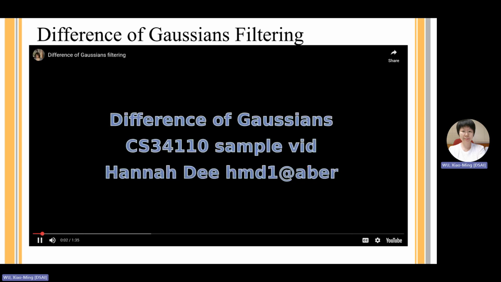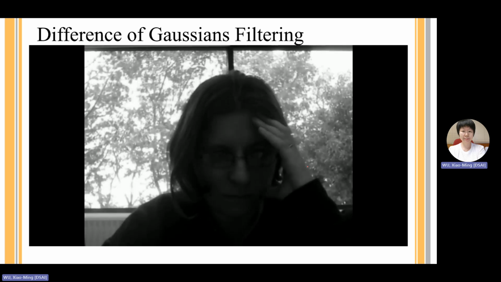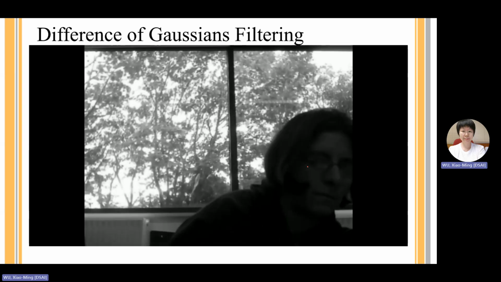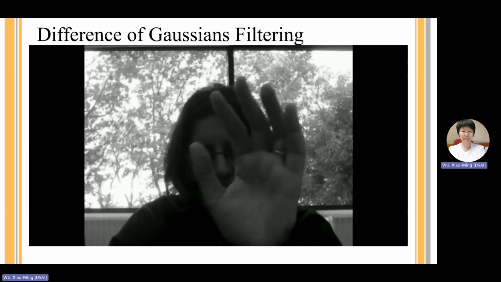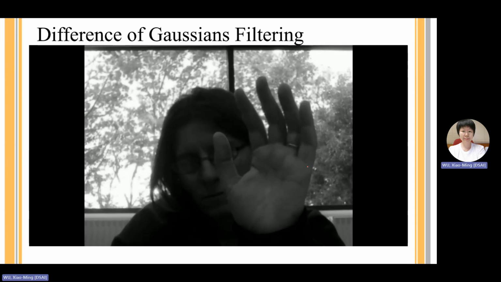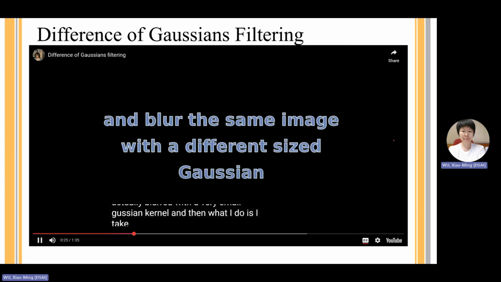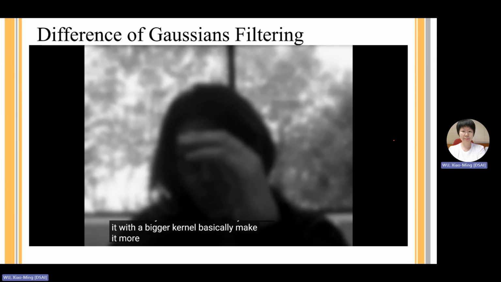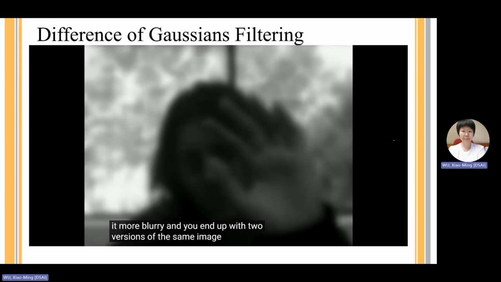Welcome to another 341 sample video. This one is looking at what happens if you blur an image with a Gaussian kernel and then you blur the same image with a Gaussian kernel of a different size and then take one away from the other. What I've got here is a black and white video feed from the back of some boring meeting, and it's blurred with a very small Gaussian kernel. Then I take exactly the same feed and blur it with a bigger kernel, basically make it more blurry, and you end up with two versions of the same image but with different levels of detail in them.